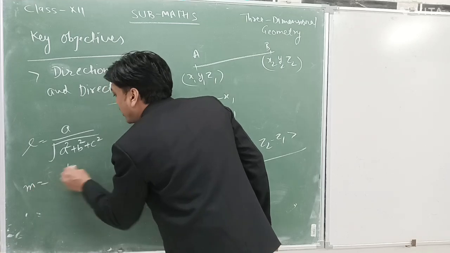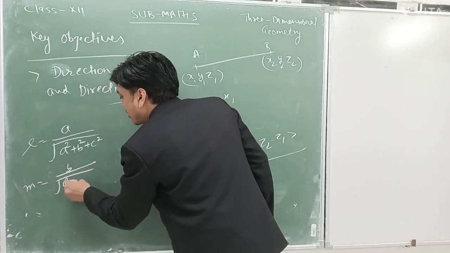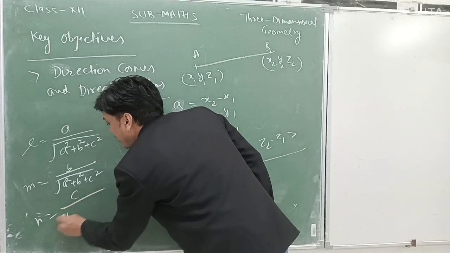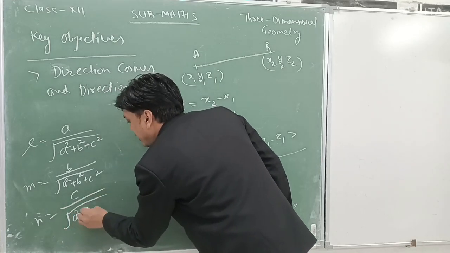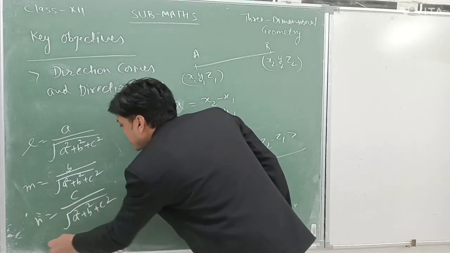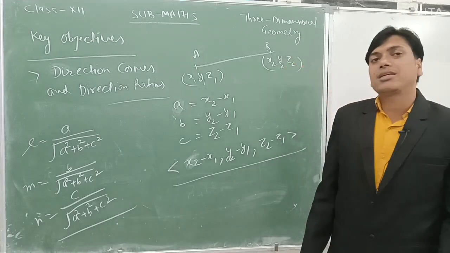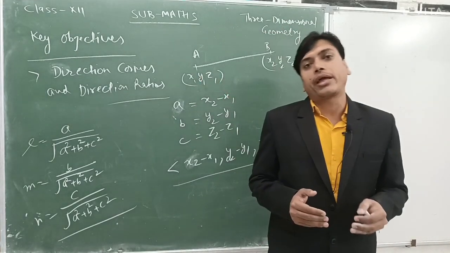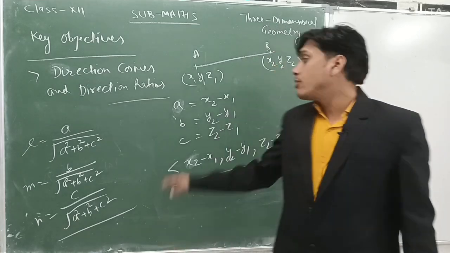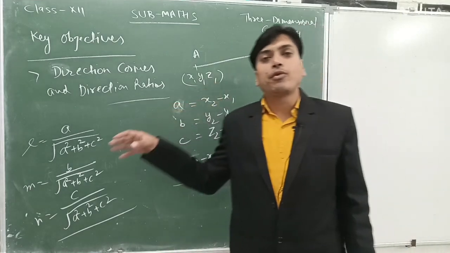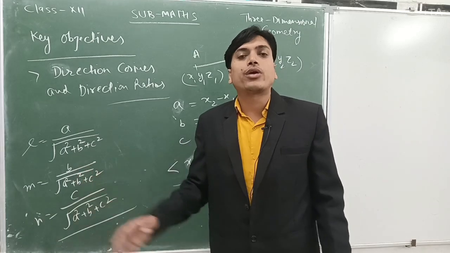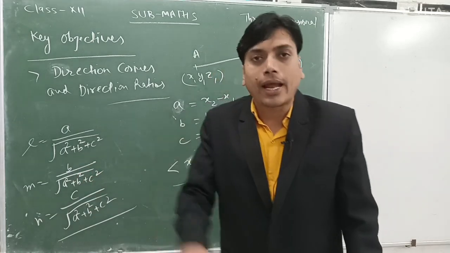M can be found out by b by root a square plus b square plus c square, as well as n can be found out as c by root a square plus b square plus c square. So this is the method to find the direction cosines and direction ratios of a line when 2 points are given. Whenever 2 points are given, firstly we will find out the direction ratios, and then substituting the values in this L, M and N, we can find the direction cosines of the line also.